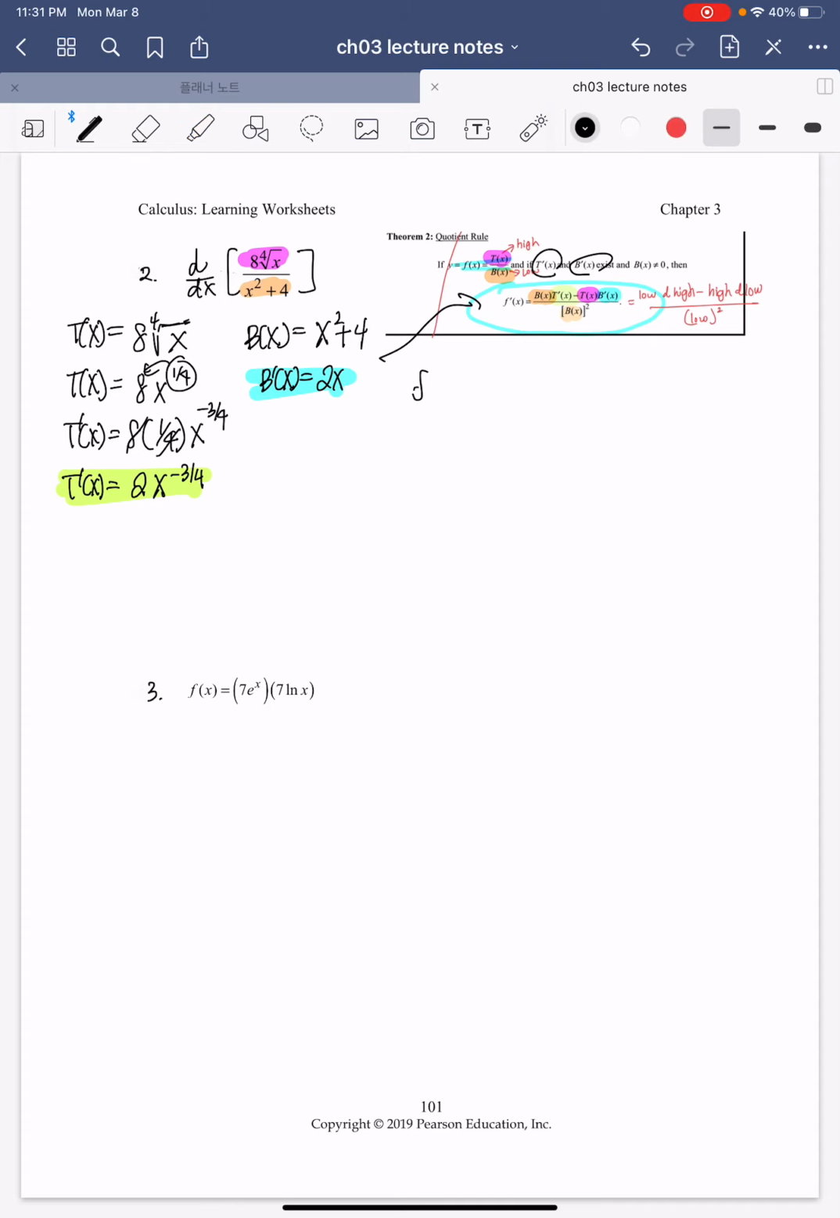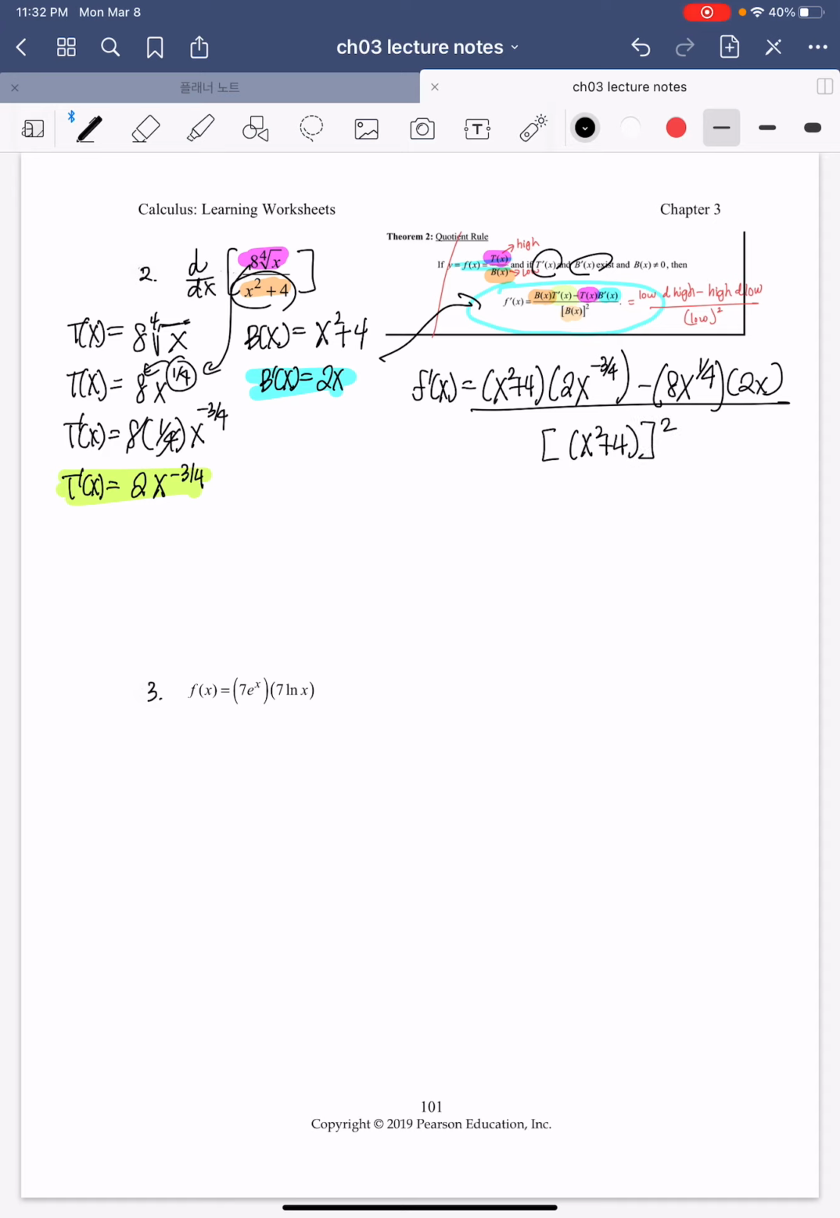So plug it in. First one, orange term, right over here: x squared plus 4. Green term, 2x raised to negative 3 over 4, minus pink term, 8x to the 1/4. This one I can just rewrite it using this. Blue term, which is 2x, all over orange term, x squared plus 4, whole thing squared.